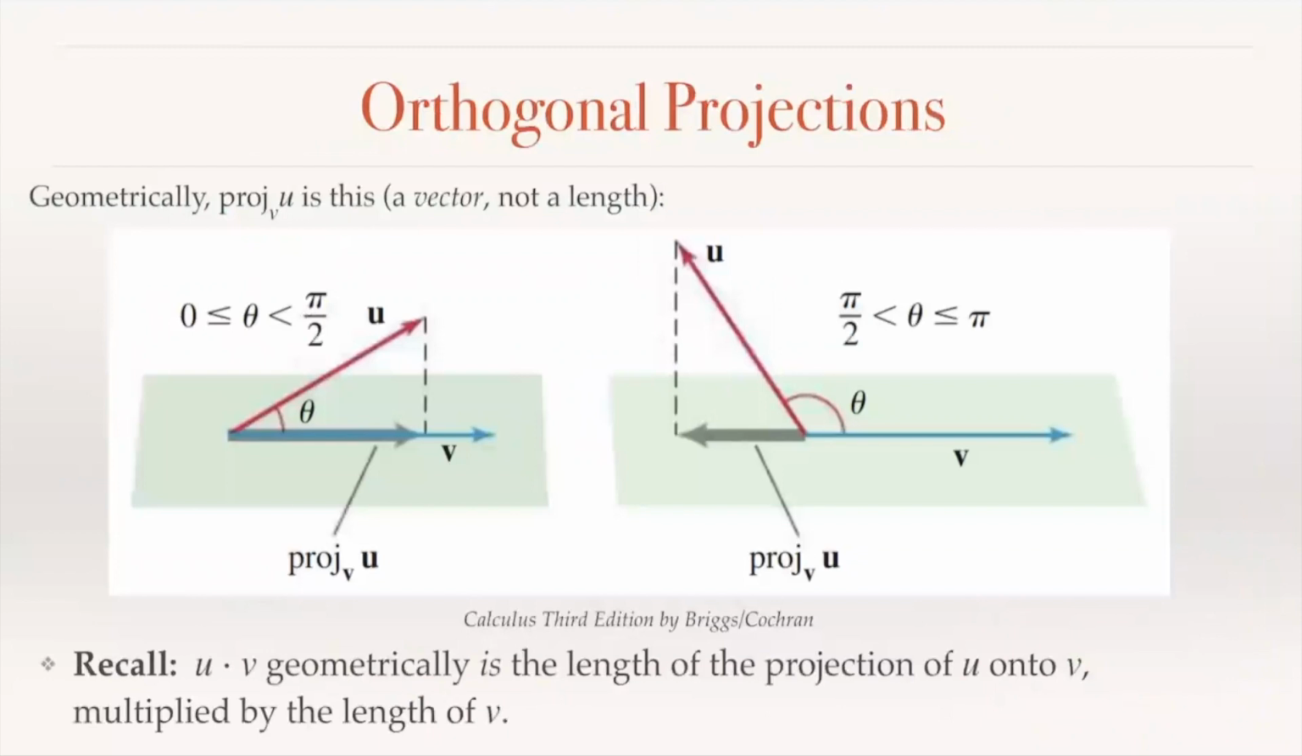Now, in introducing dot products geometrically, we already talked about the projection. These are called orthogonal projections in the sense that this angle is a right angle. The projection of U onto V is denoted this way, as we know, and it is that vector. Likewise, if the angle between them is obtuse, then it is that vector. We just go in the opposite direction as V and project down.